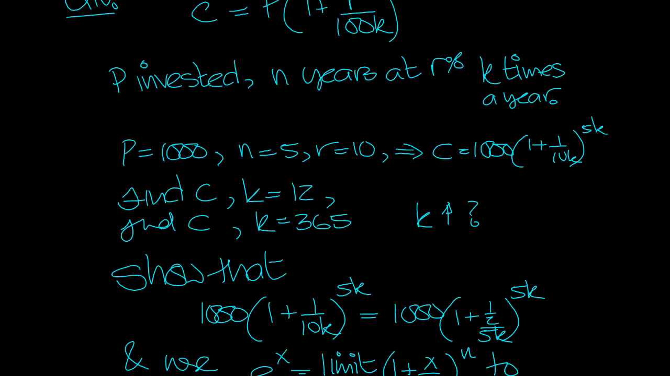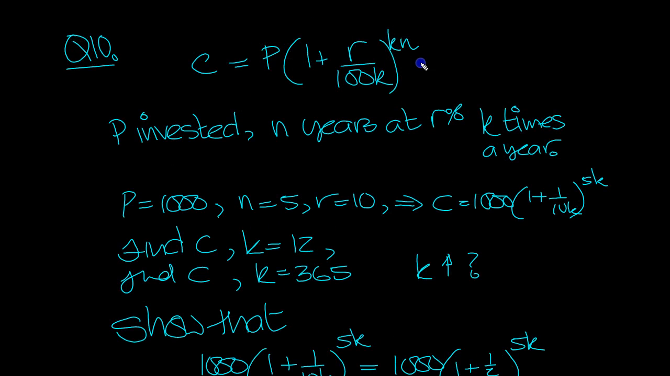So let's do the first part then. I'll do it here to save room. P is 1000. 1 plus R, so it'll be 1 plus 10 over 100k times kn. So n is 5, so that's 5k. And then the 10s cancel. And we get what we wanted.